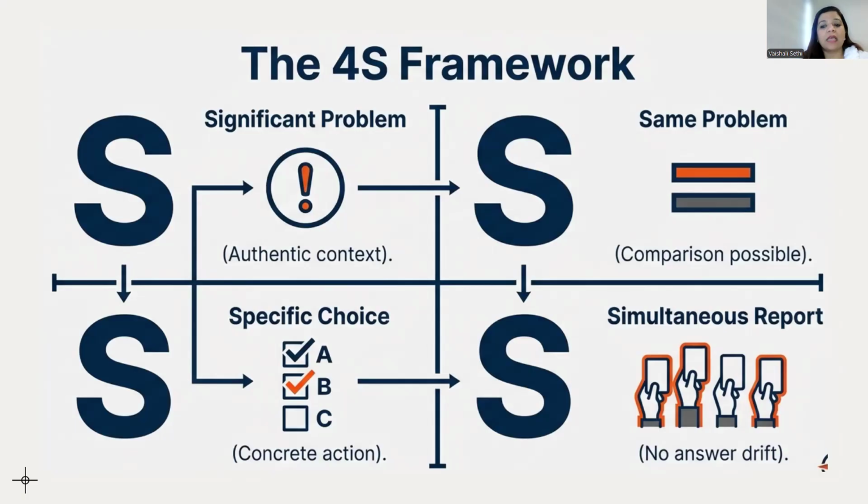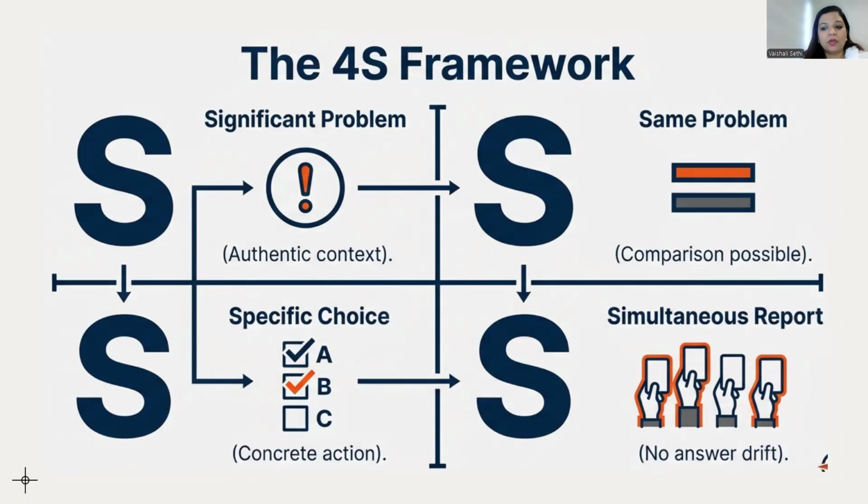And then the fourth is simultaneous report, so there should be no answer drift. Teams should reveal their choice at the same time. This reduces answer drift, where teams change their decisions after hearing another team. It also increases accountability because every team must commit. For example, in online meetings, we can use polls or Mentimeter, or we can ask them to type their options in the chat. So this is how the 4S framework can be used for TBL.